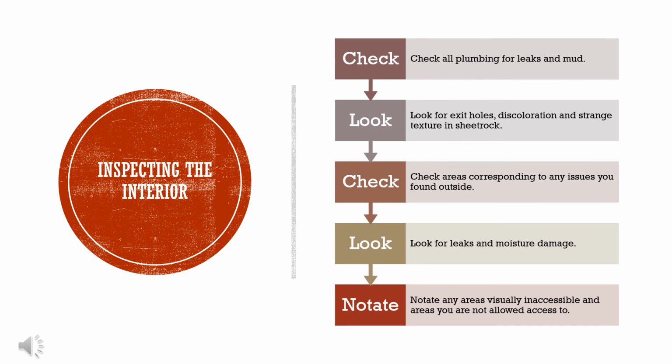As you continue to inspect the interior, check all the plumbing for leaks and mud. Look for exit holes coming out of sheetrock, discoloration and strange texture in sheetrock. Check outside areas corresponding to any issues you found outside. Look for leaks and moisture damage inside, and notate any areas visually inaccessible and areas you are not allowed access to.